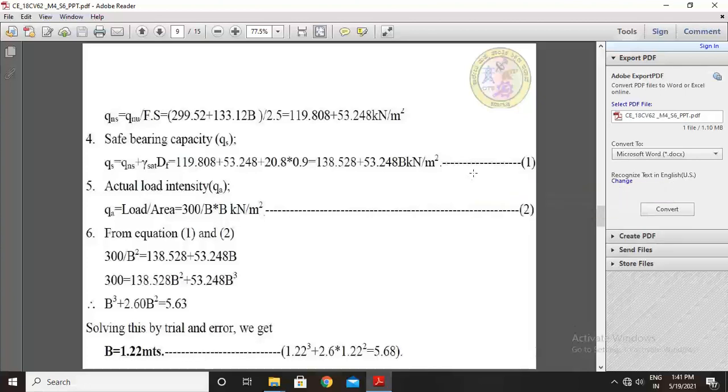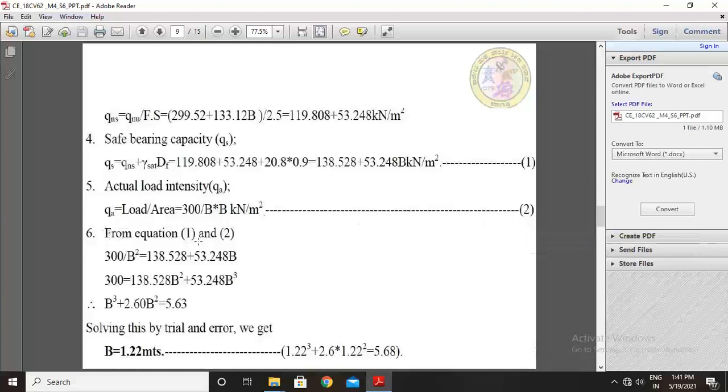Okay. Next step, we calculate the actual load intensity, which is given by the equation SBC equal to load by area. So use this concept and substitute the values. Here the load is 300 divided by area, for a square footing that is B into B, in kilonewton per meter square. This is equation number 2.